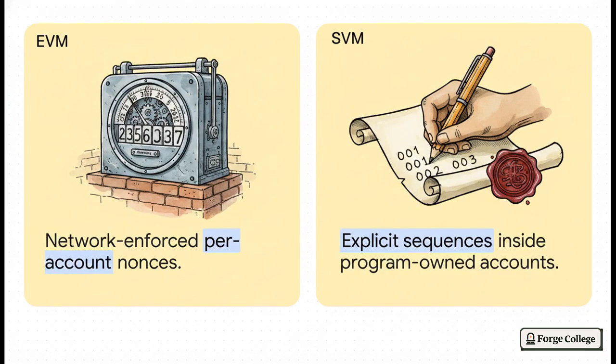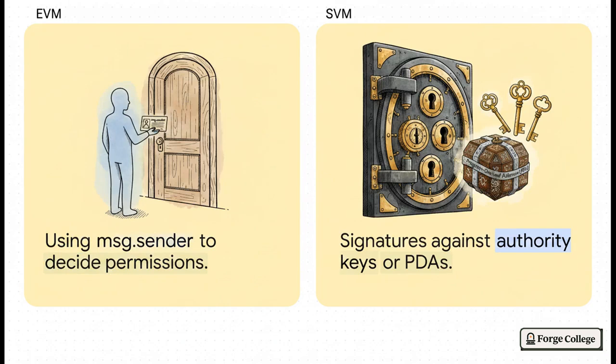Example 2 is replay protection. EVM developers just assume the network enforces monotonically increasing nonces per account, which gives you cheap, built-in replay protection out of the box. But SVM environments don't expose identical nonce semantics. So, to adapt, you have to introduce explicit sequence numbers inside your program-owned accounts, which your program then manually validates on signed instructions.